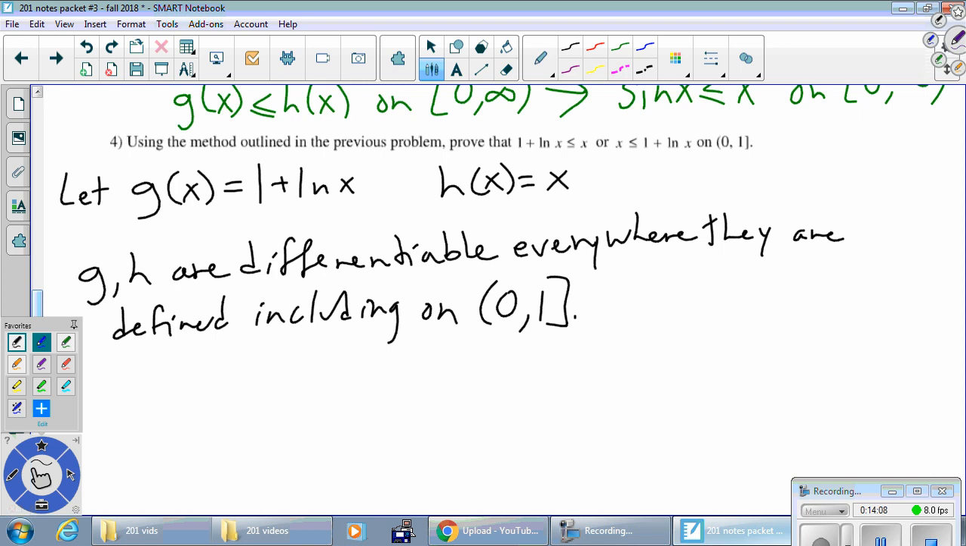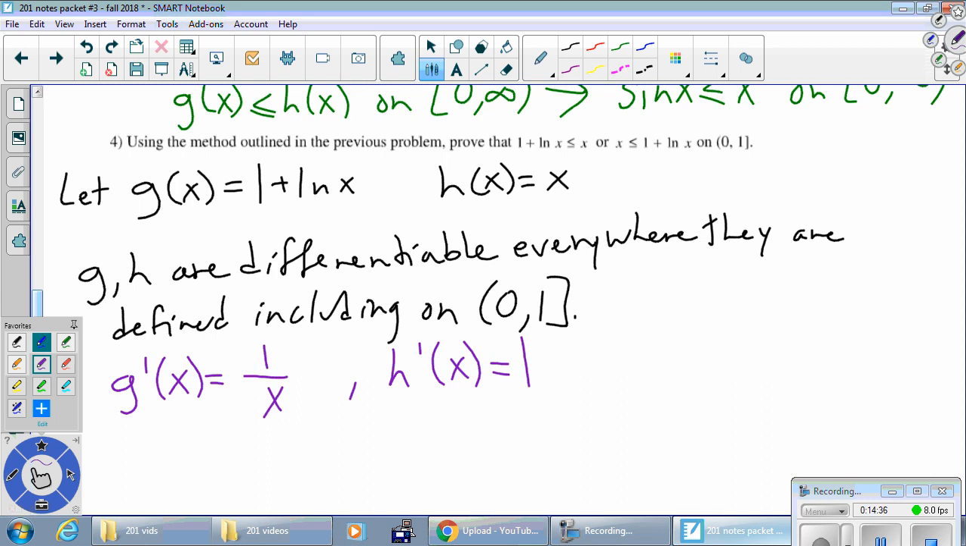Okay, so we'll continue to follow the outline from the problem right up above. The next step for us was to find derivatives of both of these things. So g prime of x is equal to, the 1 plus goes away, ln of x has a derivative of 1 over x. And the derivative of h is 1.